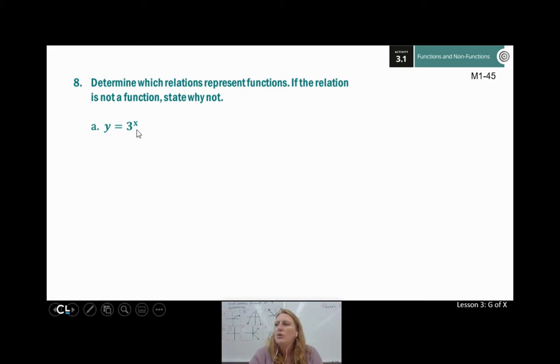So y equals 3 to the x power. Well, anything I plug in for x, I'm only going to get one answer for y, right? If I plug in 3 to the 1 power, that's 3. If I plug in a 2, 3 to the 2nd power is 9, right? So any x I plug in, I'm only going to get one answer for y. So it's a function. This relation is a function.